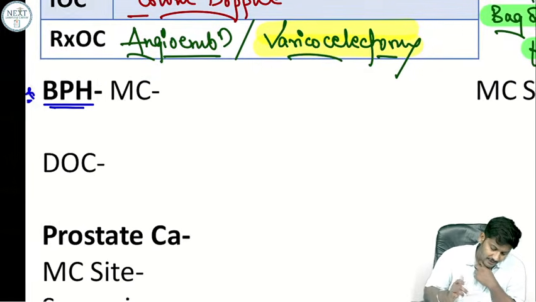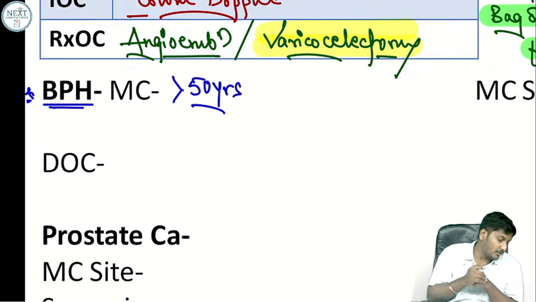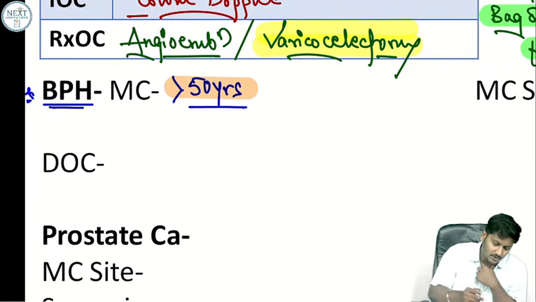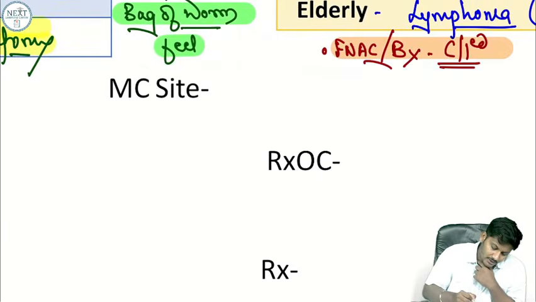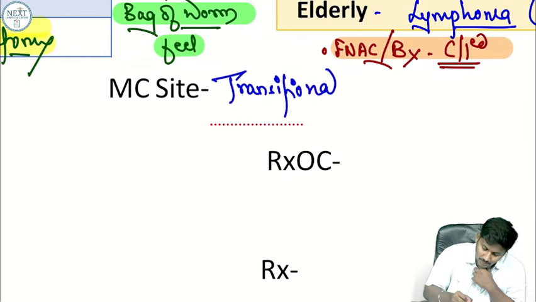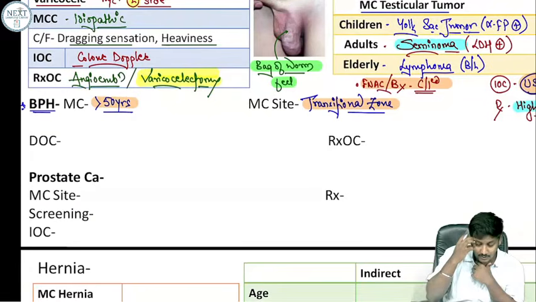We know that BPH is more commonly seen in older patients, that is more than 50 years of age. Okay, so in more than 50-year-old patients, BPH is commonly seen. Most common site, if they ask you, is the transitional zone of the prostate gland. That is important to be remembered. So the transitional zone of the prostate gland is considered the commonest site for BPH or benign prostatic hyperplasia.